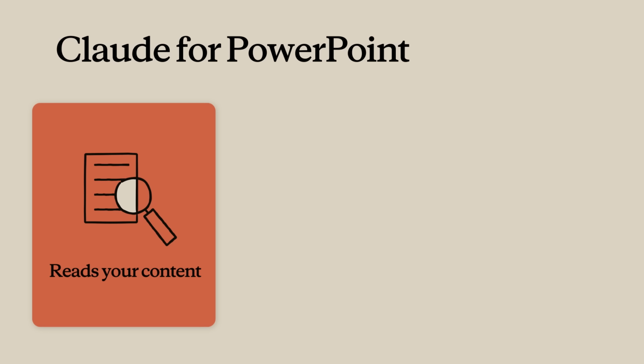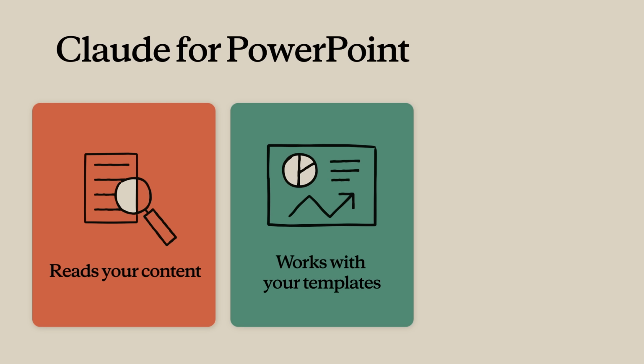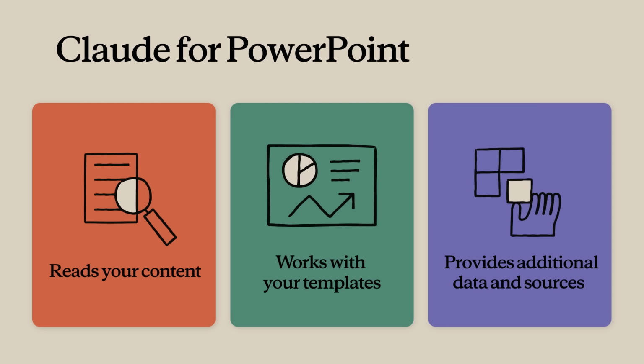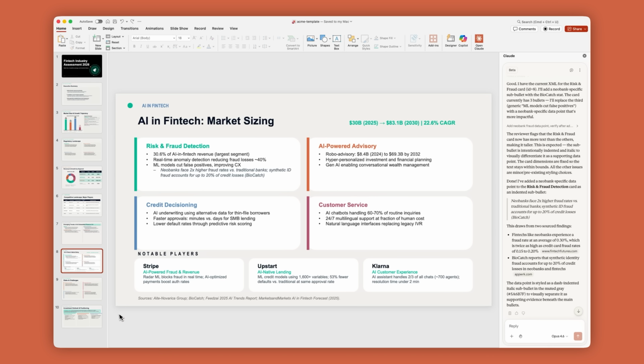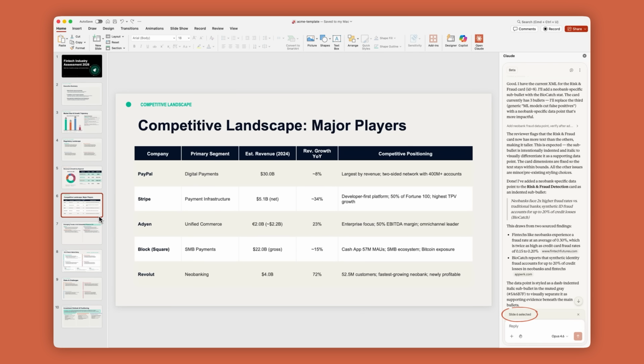This is a common workflow. You notice a gap in your argument, and instead of switching to a browser to draft text and manually formatting a new slide, you describe what's missing, and Claude fills it in. Claude knows which slide and object you have selected. This makes targeted edits fast.